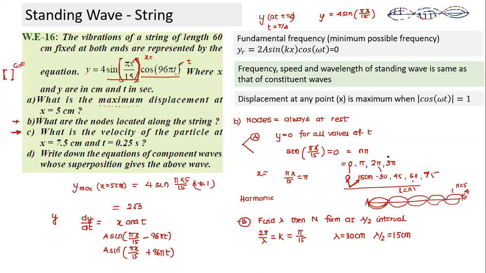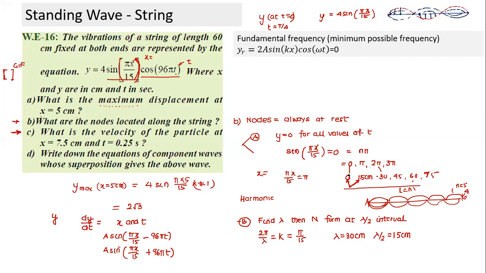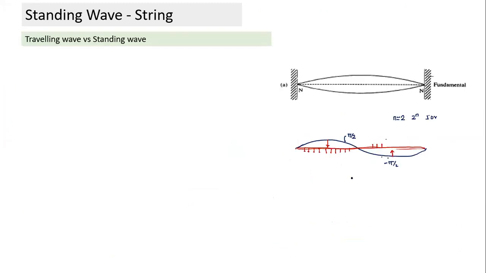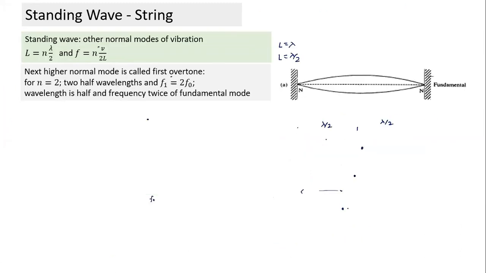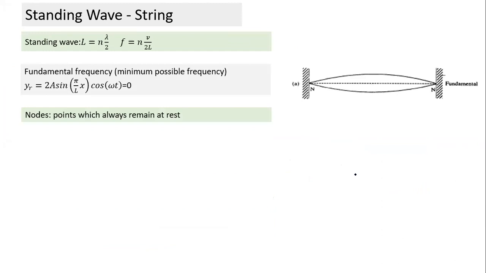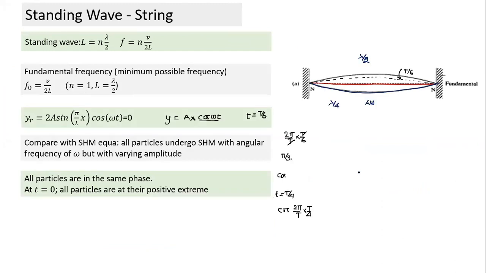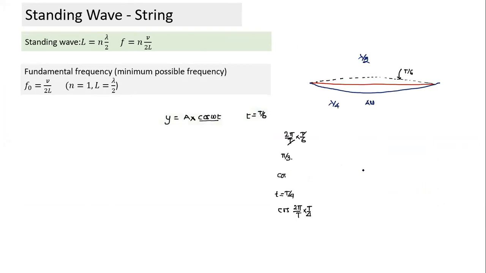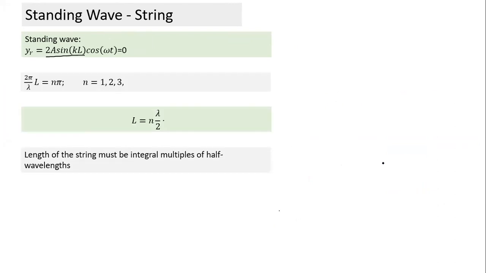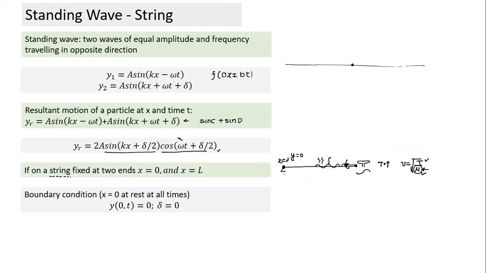Sir, I have a doubt in the derivation. Why did we take delta as 0? Why not 2 pi, sir? We got sine delta by 2 should be 0, right? Yes, we can take 2 pi also. But if you take 2 pi, does it alter anything? It does not alter.